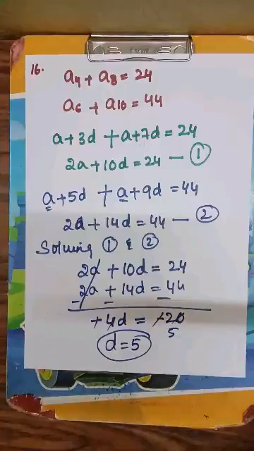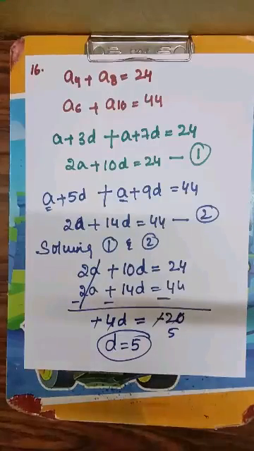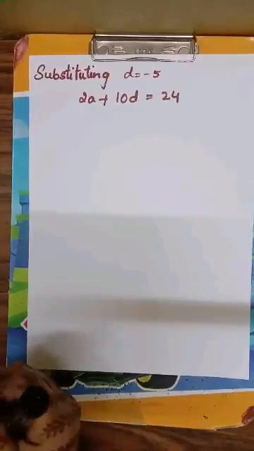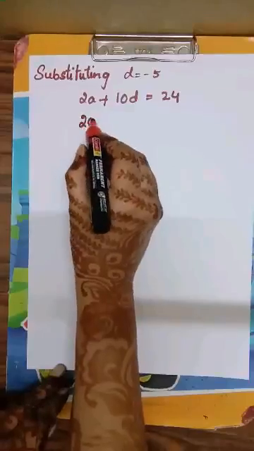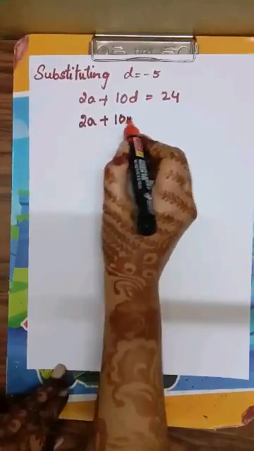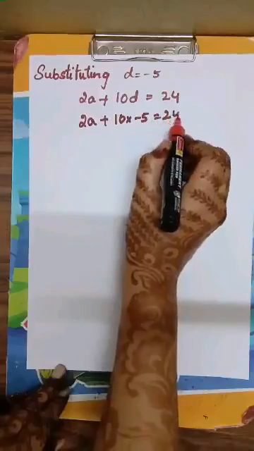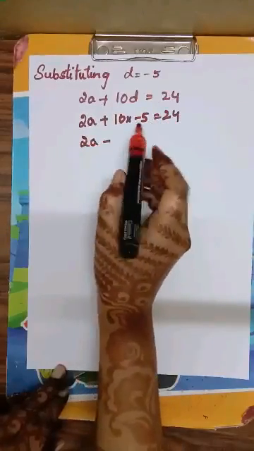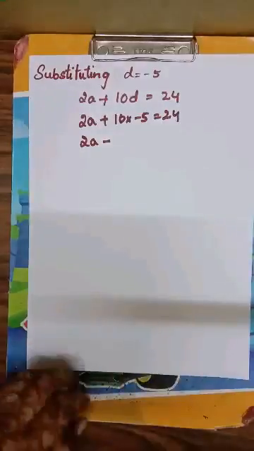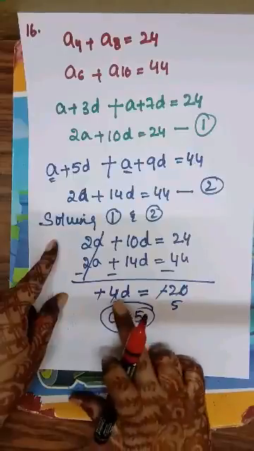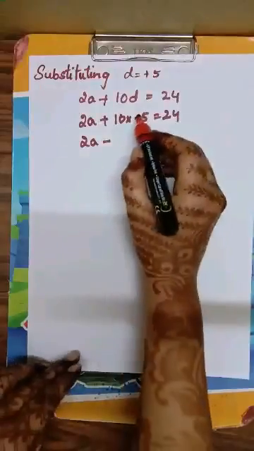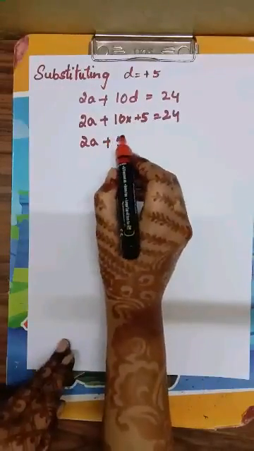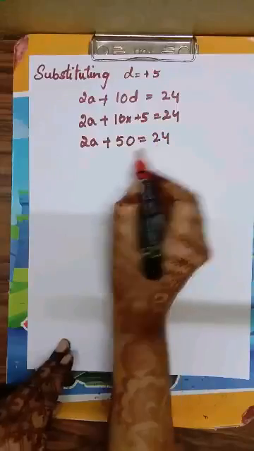Now substitute in any equation to get the value of A. Substituting D equal to 5 into 2A plus 10D is equal to 24: 2A plus 10 into 5 is equal to 24. So 10 5s are 50, and 2A plus 50 is equal to 24.